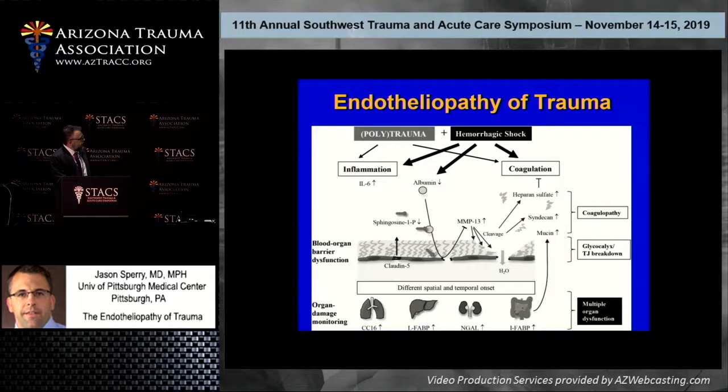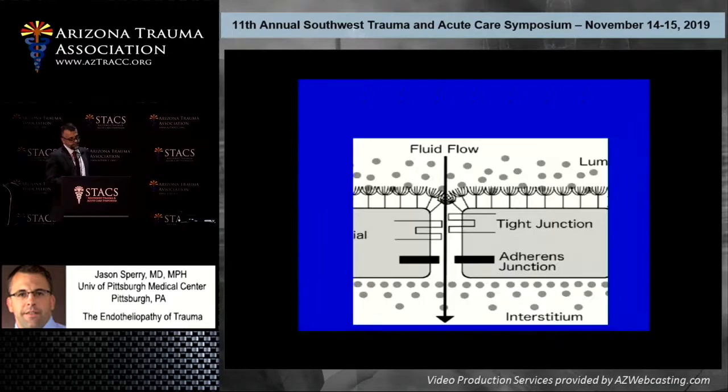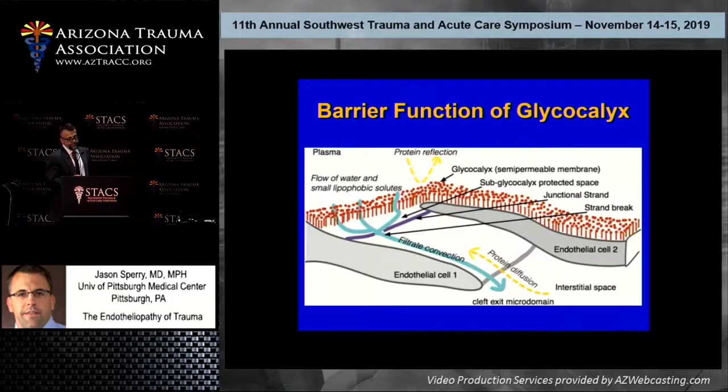And syndecan-1, which is right here, is released in proportion to the magnitude of shock. Okay? And then when you have this endothelial cell injury, you get fluid coming in where it shouldn't be, and the integrity of the typical endothelium is lost, and you get leaky lungs, fluid-filled lungs, fluid-filled organ systems, and the manifestations of multisystem organ failure.